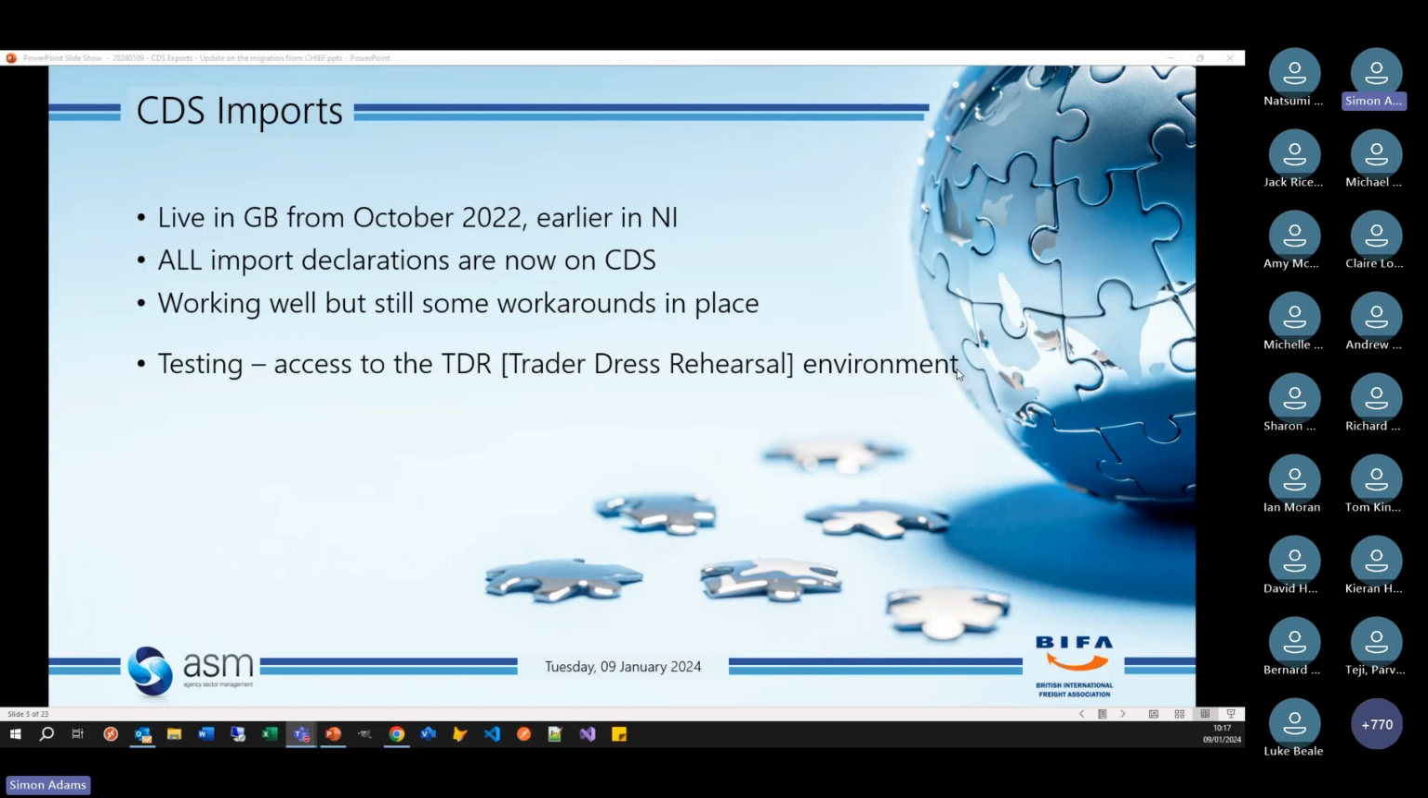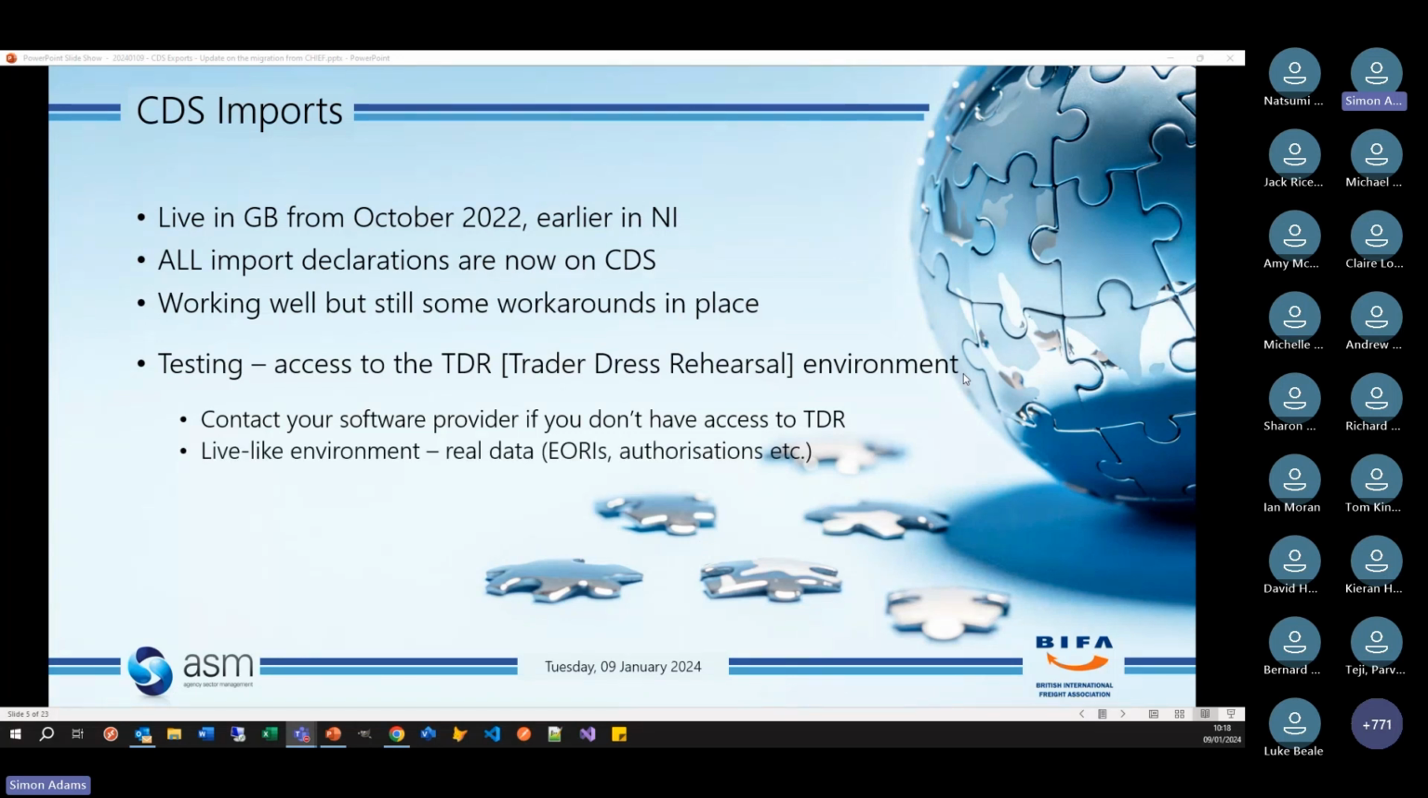A brief word, as Robert mentioned in his introduction, on testing. On the CDS import side, there was access to TDR, which is the trade address rehearsal environment. You should contact your service provider. If you're not using ASM Sequoia, you contact your software provider if you don't already have access to TDR. I'm not sure what other software providers do as far as access. If you've got ASM Sequoia, you've got access to it in the live application.